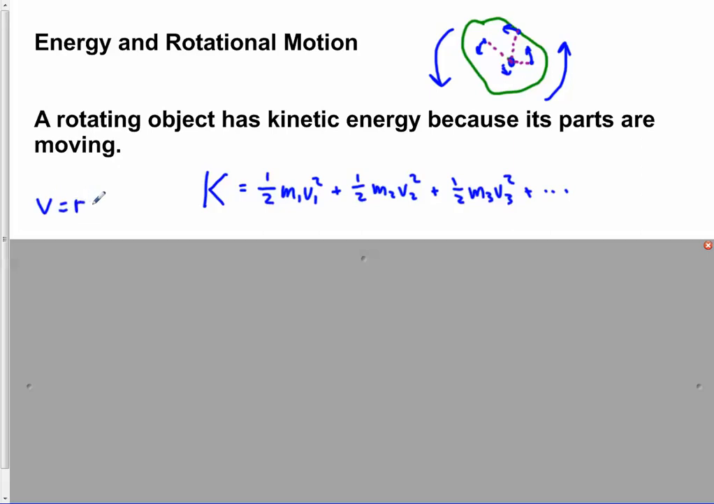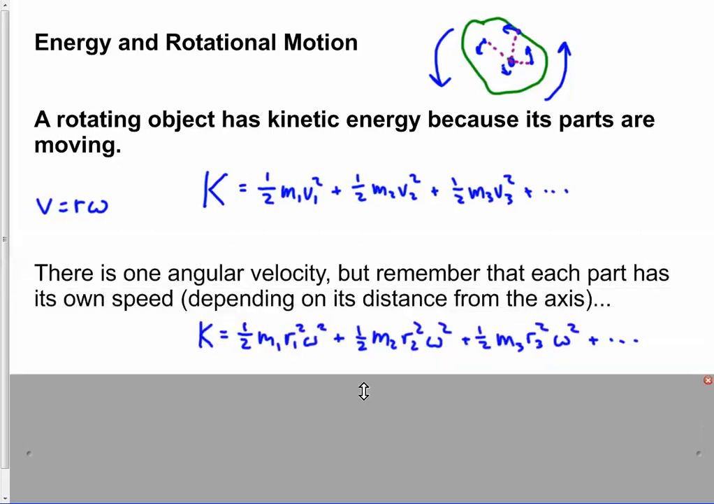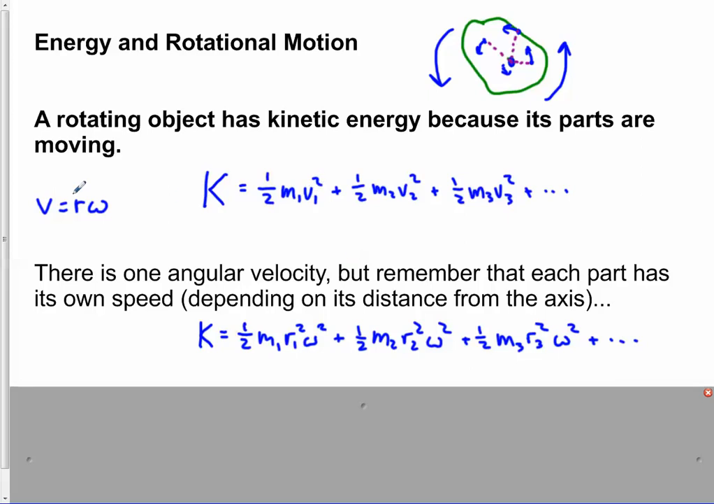And in fact, we have the relationship that v is r times omega. That's the connection between your angular speed, which is the same for everybody, and the actual speed, which is different for everybody. Kinetic energy needs actual speed, but what we can do is replace v with r omega for all the pieces. So now my 1/2 m1 v1 squared becomes 1/2 m1 r1 squared omega squared, and the same thing for 2 and 3 and so on. So now that's what we're adding.